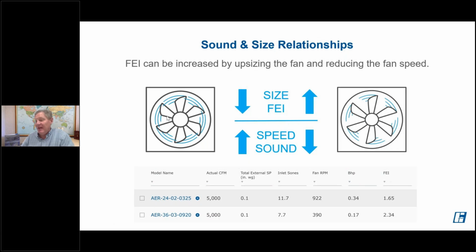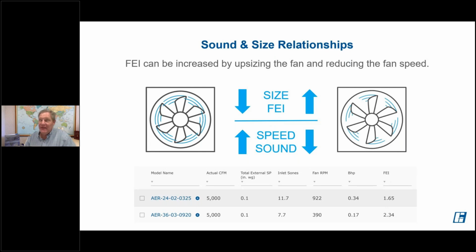If we look at these two fans, the fan on the left is a smaller 24-inch fan. The fan on the right is slightly larger, even though you can't see it here. But if you go down and look at the graphic on the bottom, we've got a 24 versus a 36-inch fan. Both are operating at the exact same duty point, but you can see the larger fan is going to be significantly quieter than the smaller fan, and consequently the FEI is going to be quite a bit larger as well. So again, larger FEI typically equates to lower sound levels for the same fan type.